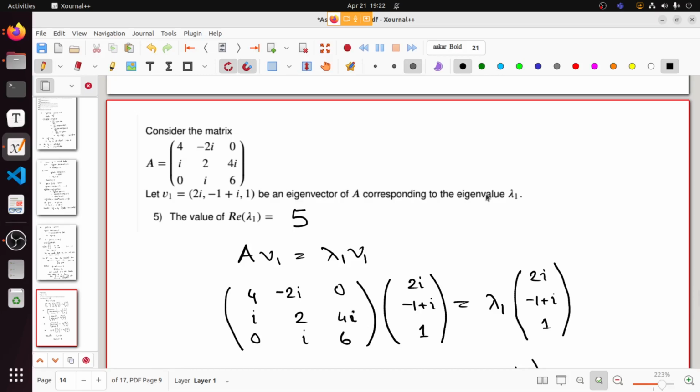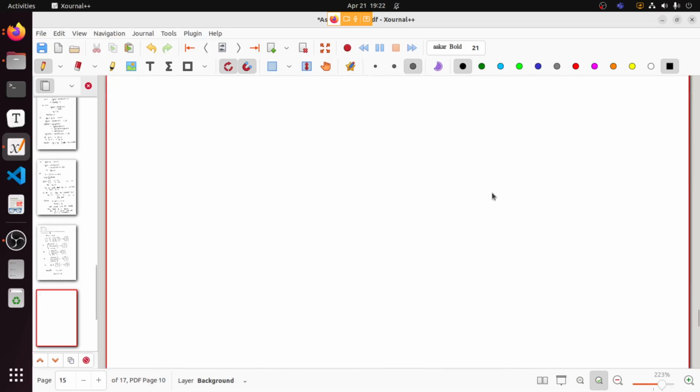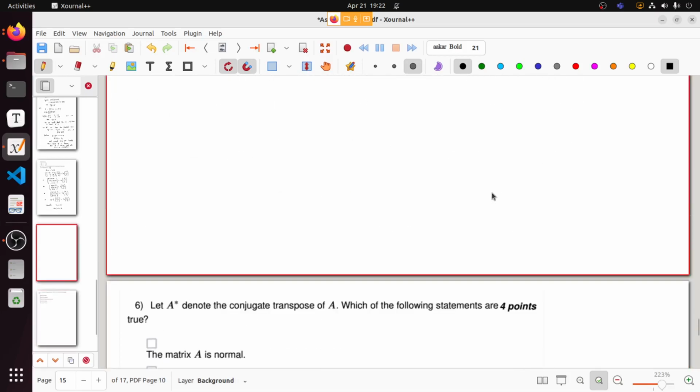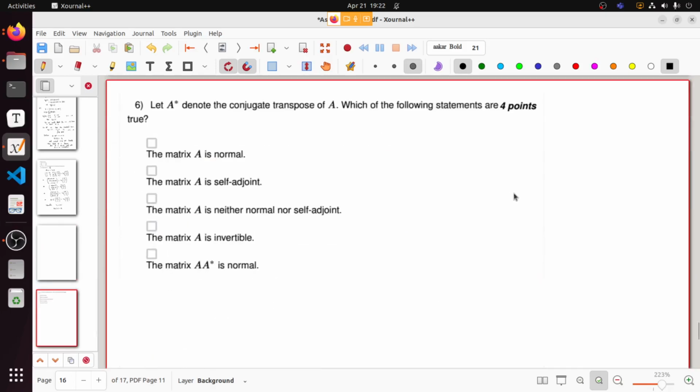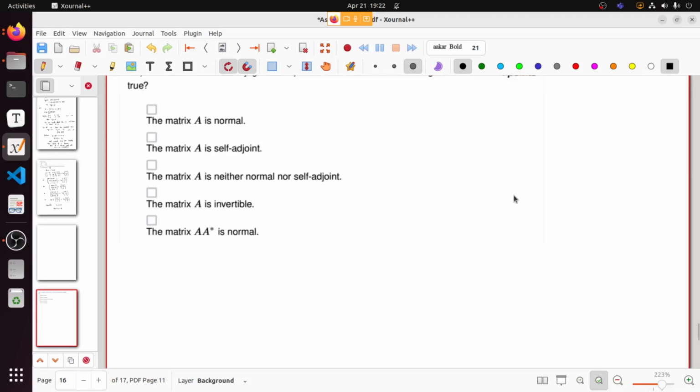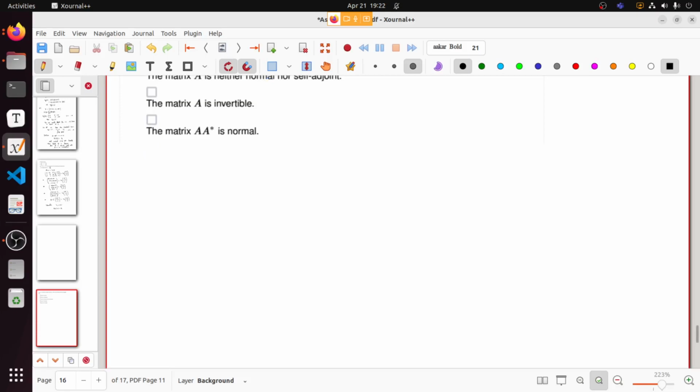Let's move to question number 6. A star denotes the conjugate transpose of A, then which of the following statements are true? This is related to question number 5. The A is the same matrix as in 5. Here you have to check whether the matrix A is normal or not, right? So what is the matrix?